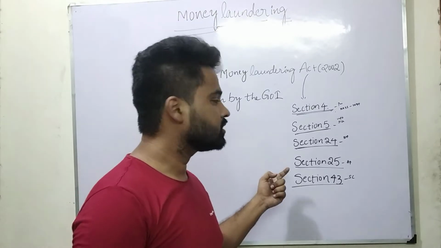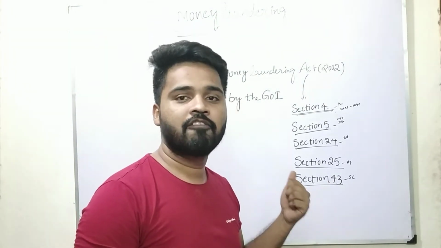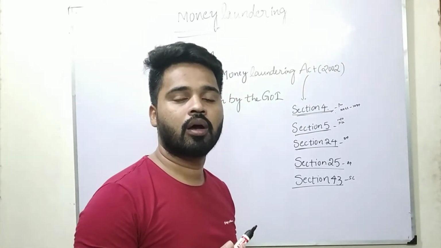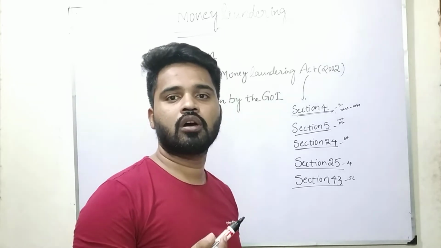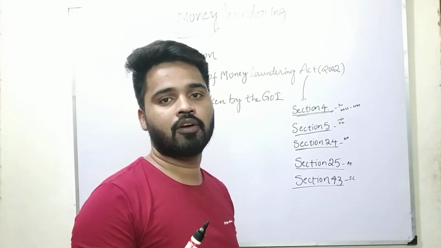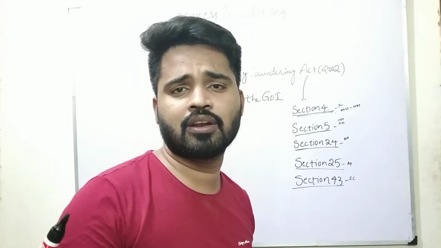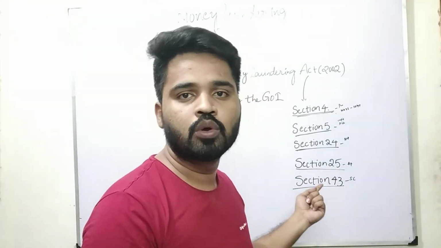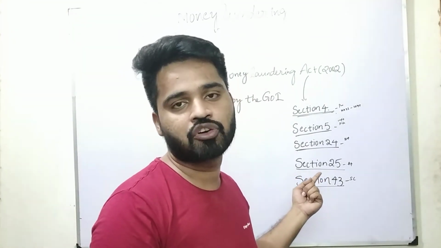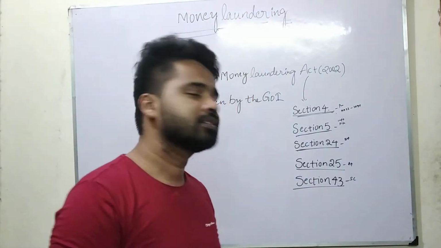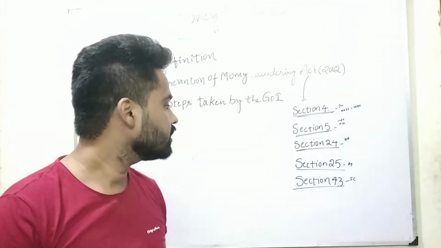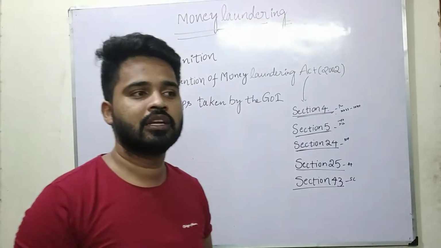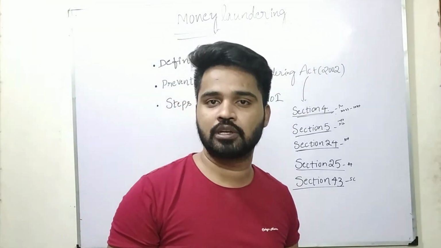The Appellate Tribunal is the authority that will hear appeals against the orders given by the adjudicating authority. Coming to the next section, Section 43. This Section 43 of the Prevention of Money Laundering Act prescribes the establishment of special courts.